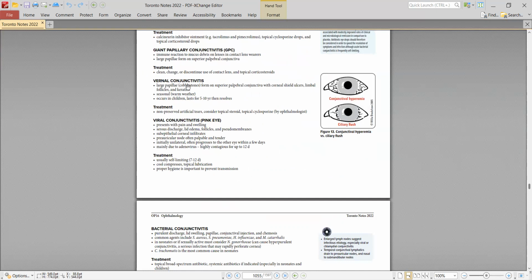Then this is vernal conjunctivitis. Vernal conjunctivitis is a large papillary conjunctivitis. There is cobblestone appearance of the superficial palpebral conjunctiva with the corneal shield ulcer. Limbal follicles are there, and keratitis is there. It is seasonal. It is seen in warm weather. It occurs in children also.